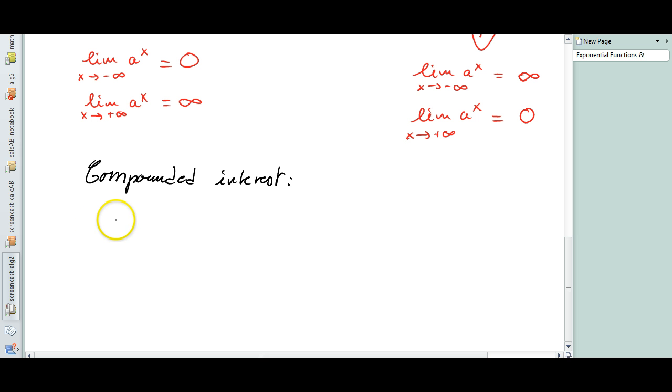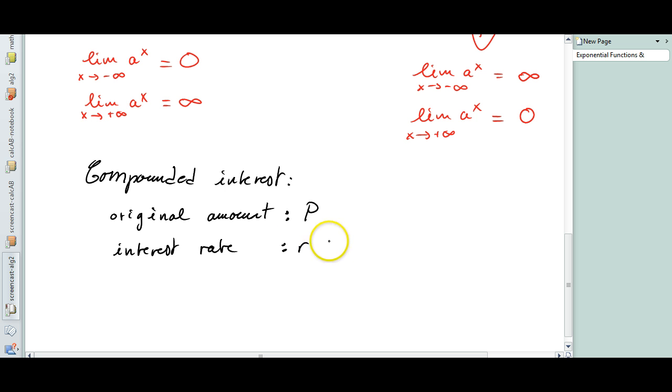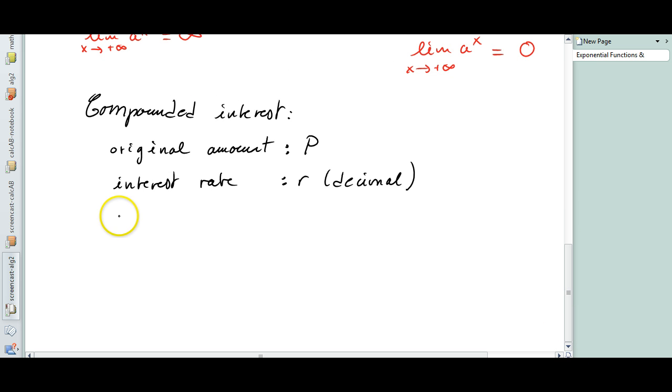And we said, for example, if you invest an amount of money, the original amount, let's call that P, the interest rate, let's call that R. Be careful, it's in decimal, okay? It's usually given in percent, don't forget to write in decimal. And let's compound that. I've explained in class what compounding is. Let's compound that n times a year. And if it's yearly, then n equals 1, okay?